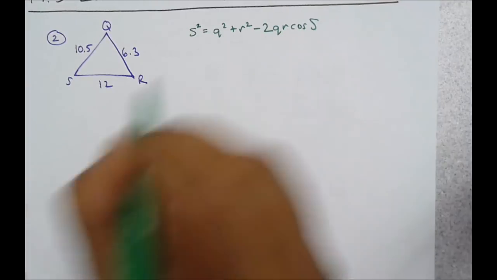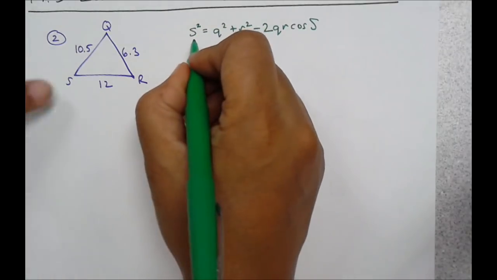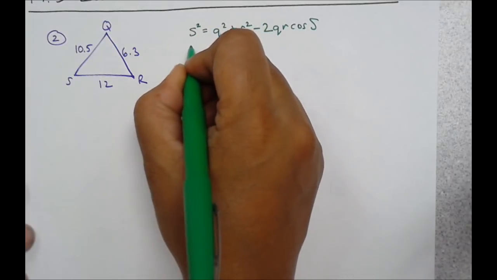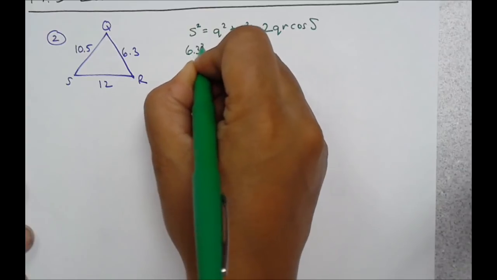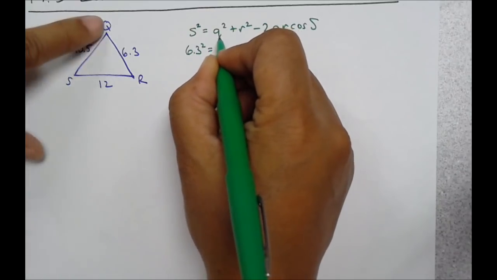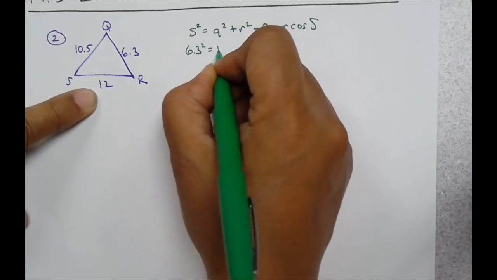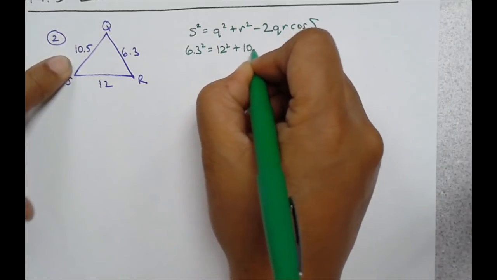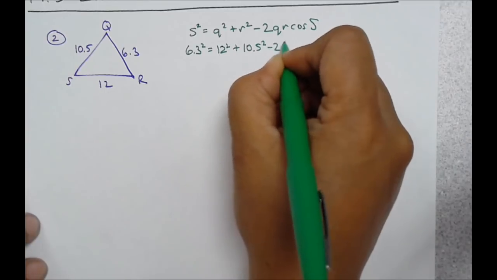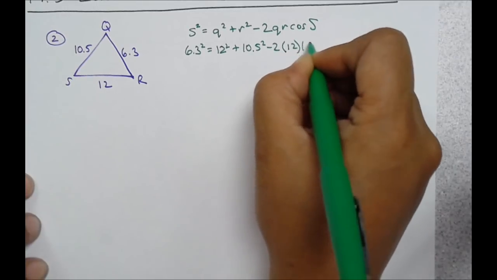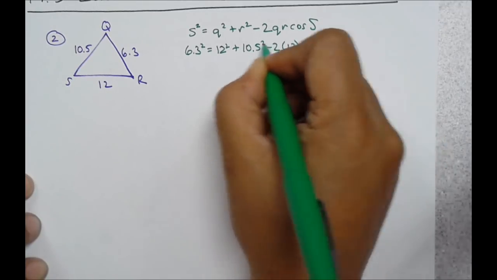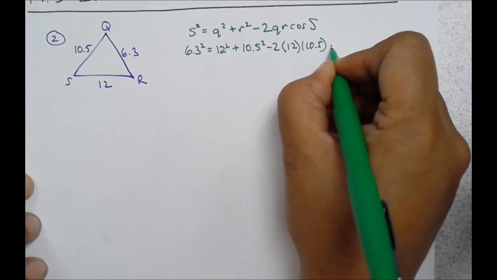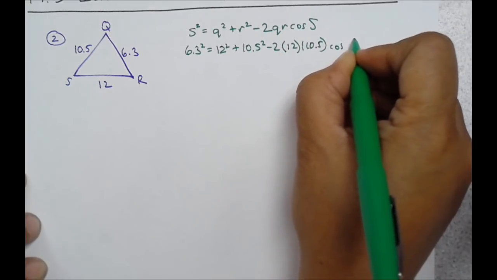this S. All right, let's go ahead and plug in our values. S is the side length across from angle S, which is 6.3. And then Q is the side length across from angle Q, so that's 12 squared. Plus R across from that is 10.5 squared, minus 2 times 12 times 10.5, that's the Q and the R, and then cosine of angle S.